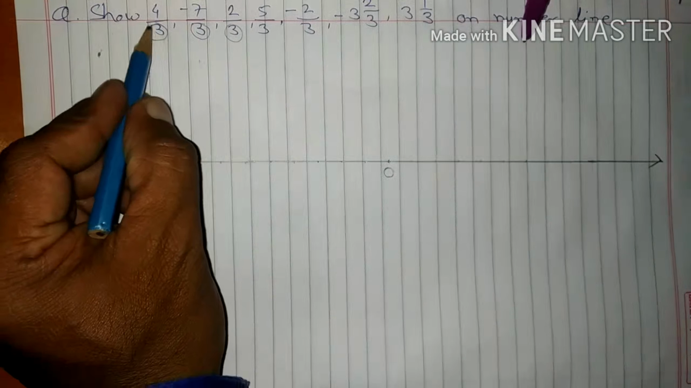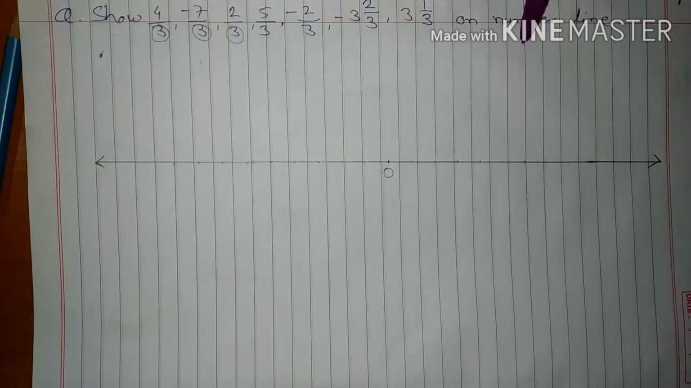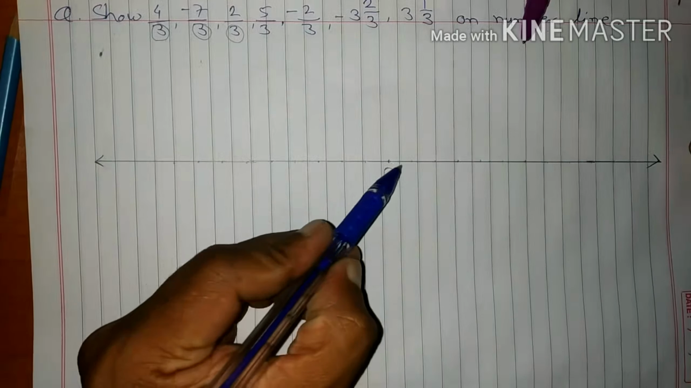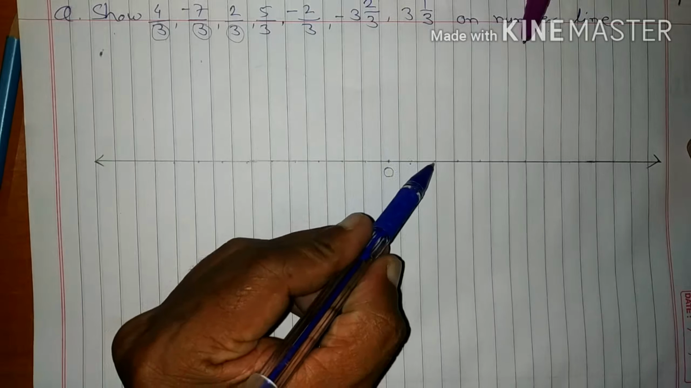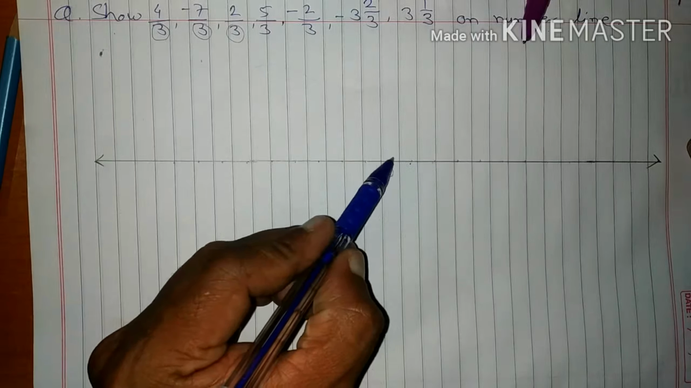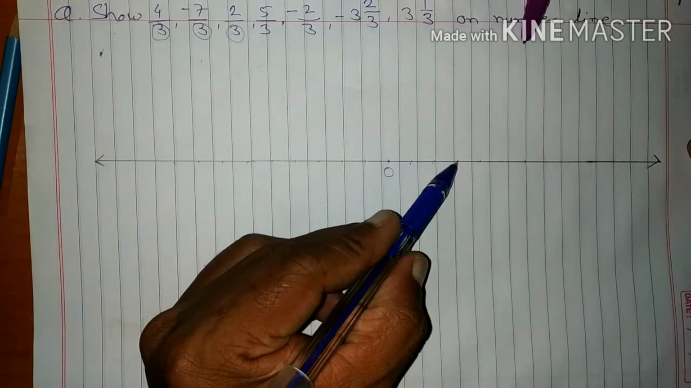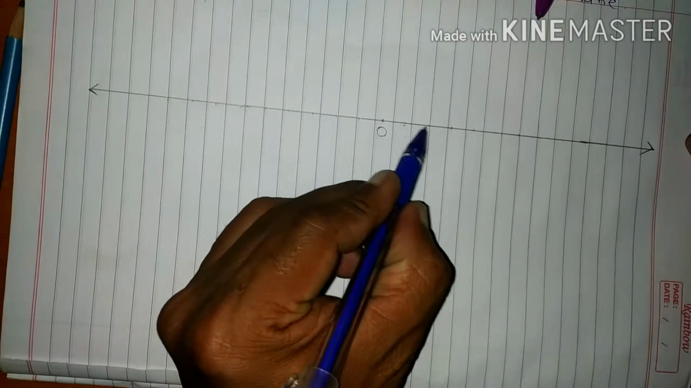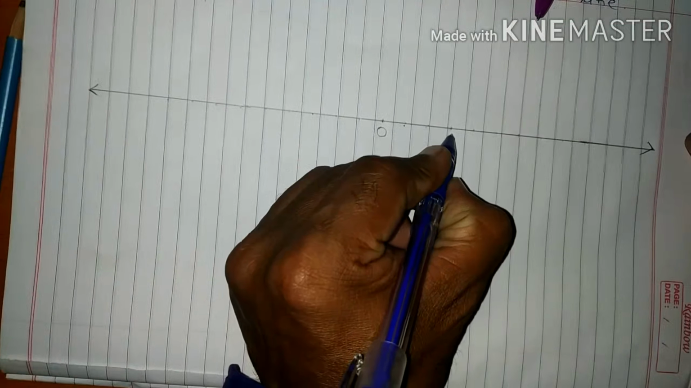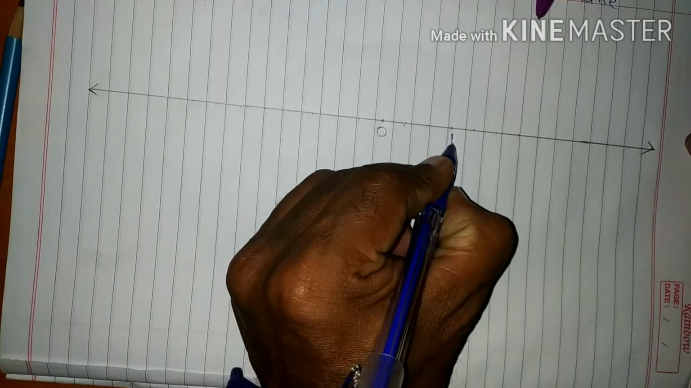How many partitions are required? 3 partitions. So how to create? Let's create first on the right hand side. So see, this first point will give me first partition 1/3, second point will give me second partition 2/3, and third point will give me 3 partitions. 3/3 means equals to 1. So 1, 2, 3. At this third point I have to write 1.